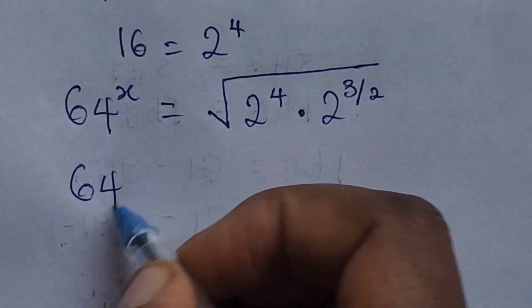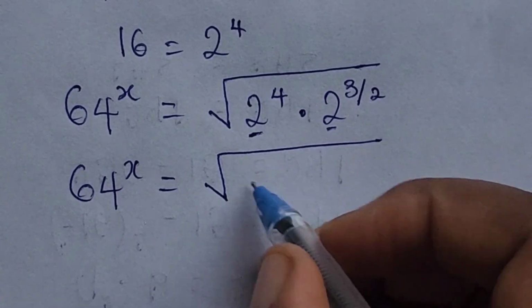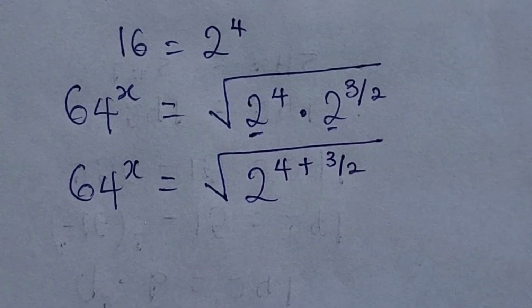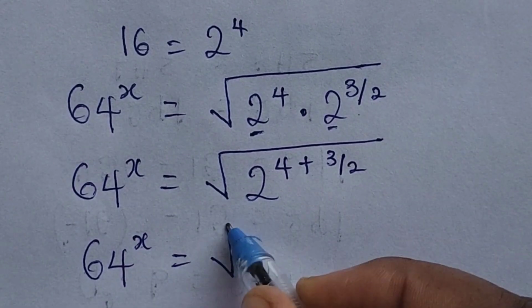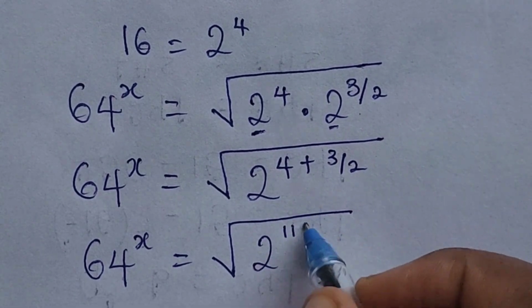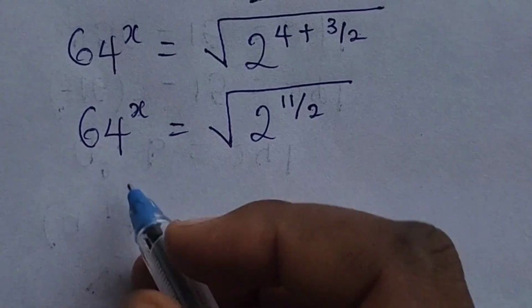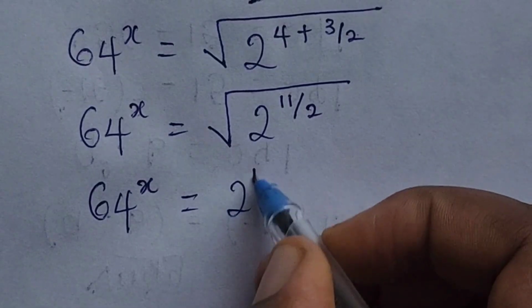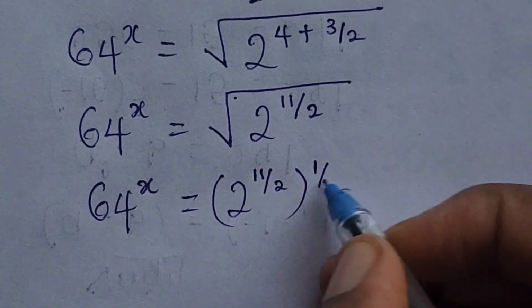So we have 64 to the power of x is equal to the square root of, since we have the same base here, we'll add the powers to have 2 to the power of 4 plus 3 over 2. So this will give us 64 to the power of x is equal to the square root of 2 to the power of 11 over 2. Resolving the fraction here, we have 11 over 2. So this will give us 64 to the power of x is equal to 2 to the power of 11 over 2, further raised to the power of our square root, which is 1 over 2.